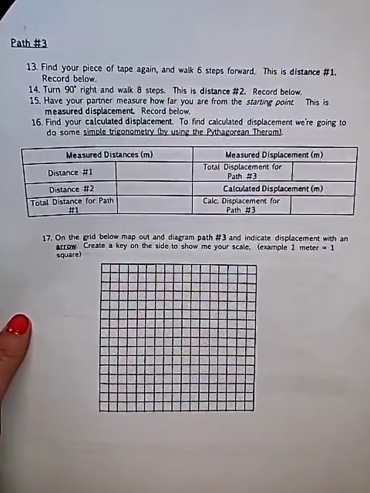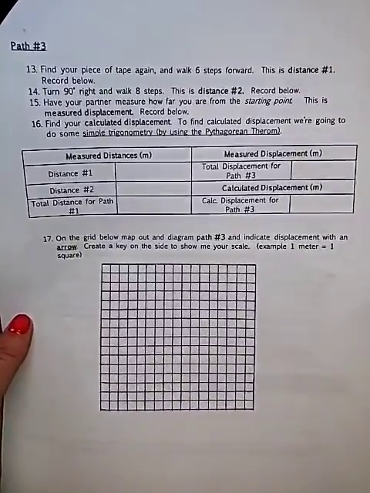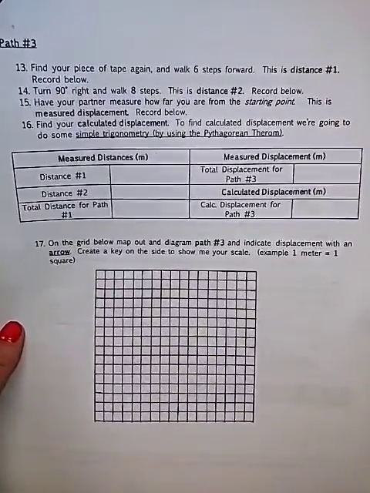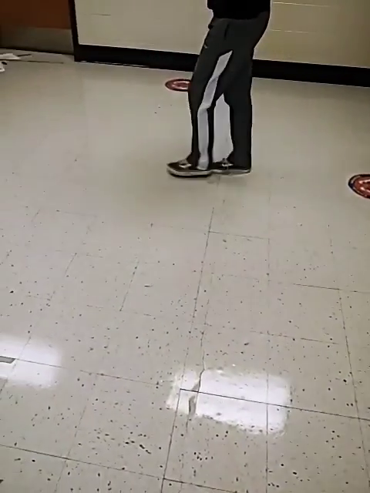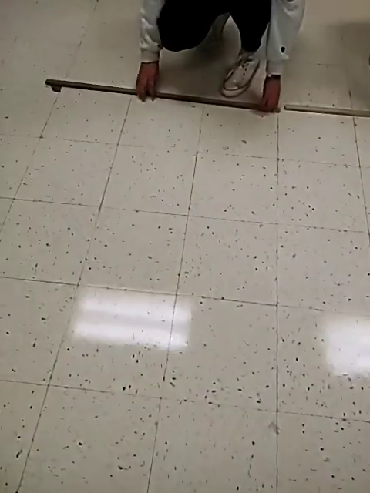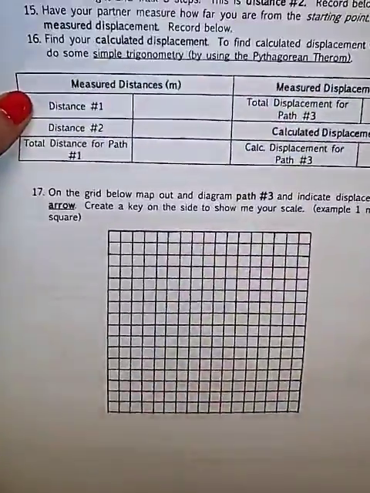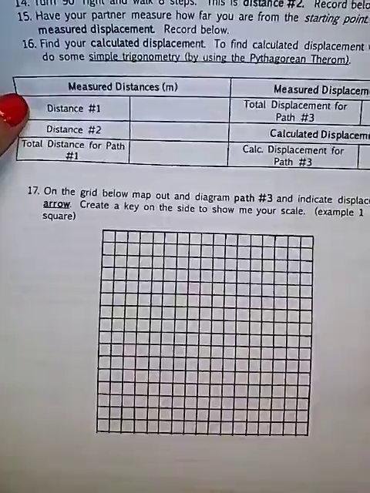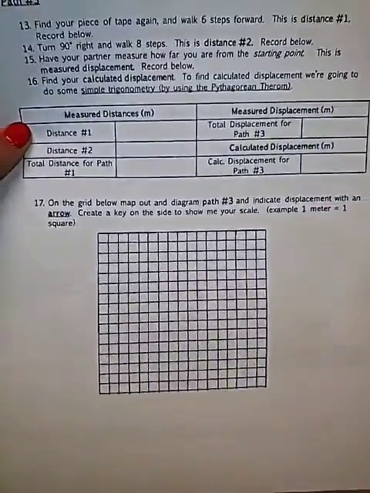Part 3. Number 13, find your piece of tape again and walk 6 steps forward. This is distance number 1. So distance number 1 would be 2.94 because it was 2 meter sticks and 94 centimeters.